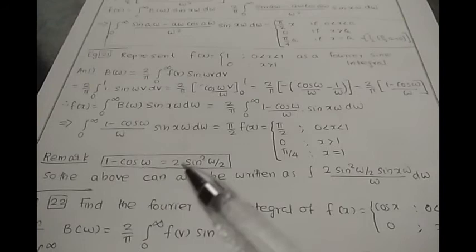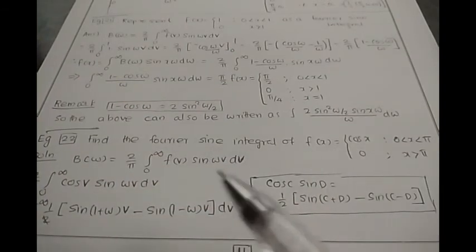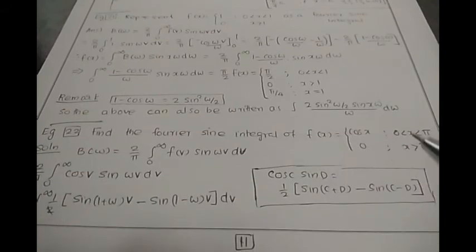Then we know that 1 minus cos omega is 2 sin square omega by 2. In place of 1 minus cos omega, if you substitute 2 sin square omega by 2, we will get this result like this. Integral, this is equal to pi by 2, etc. The right side is not written here. This is a remark I am writing here. The next question, C, find the Fourier sine integral of f of x equal to cos x. So we have to write the sine integral here in between 0 and pi.